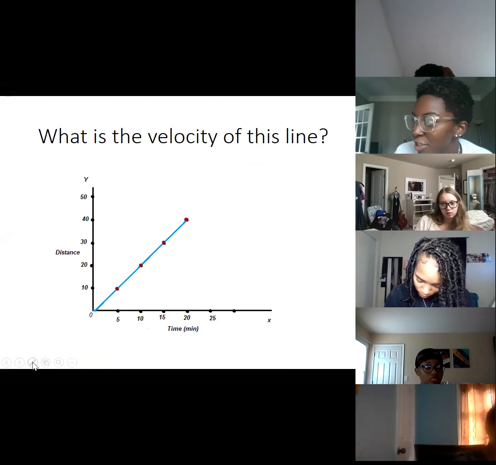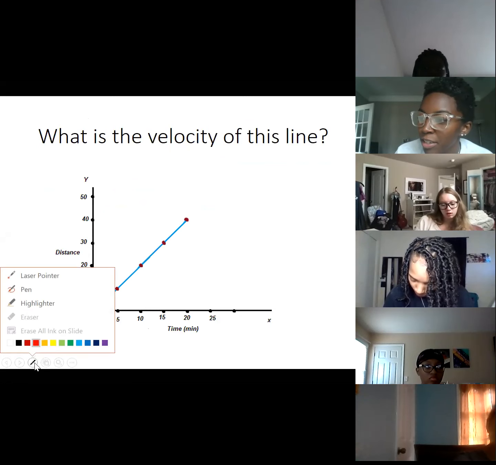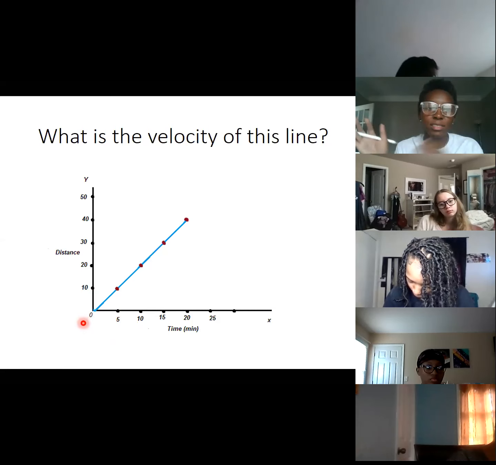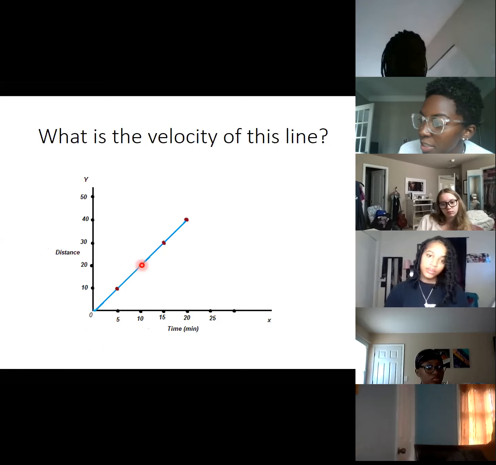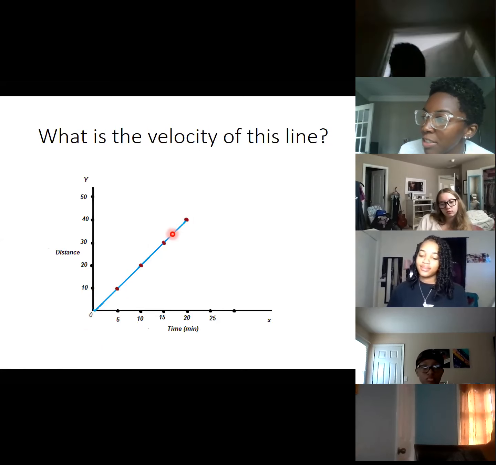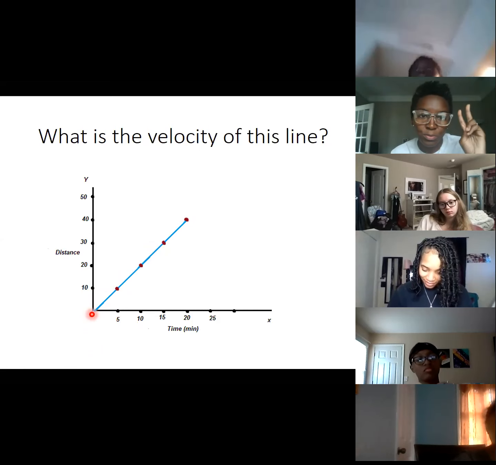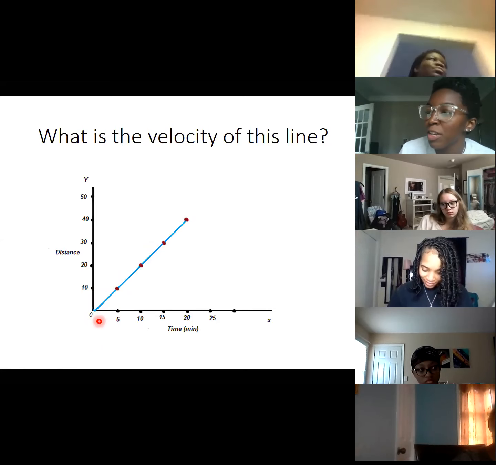On here, if they wanted to know the velocity of the line, here's the cool thing. You've got a point here, here, here, here, and here. And you really could do anything on this line. As long as you do 2 points, it really doesn't matter which ones you do, you should get the same answer.